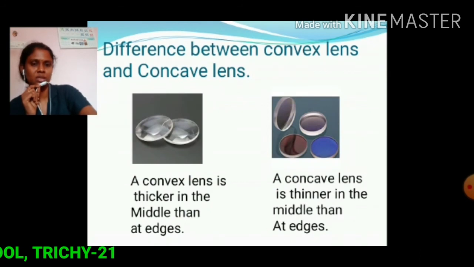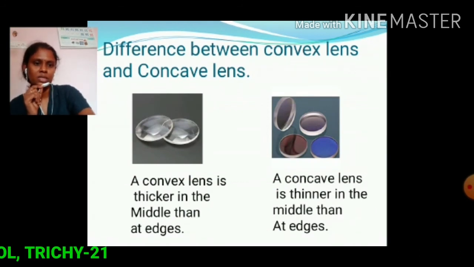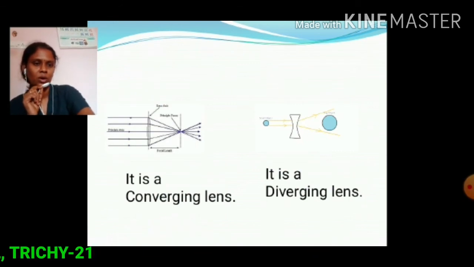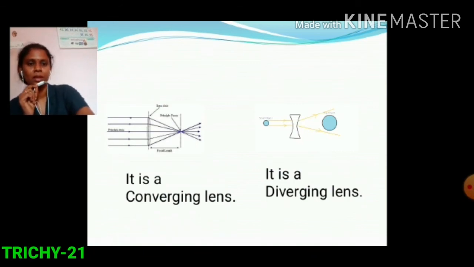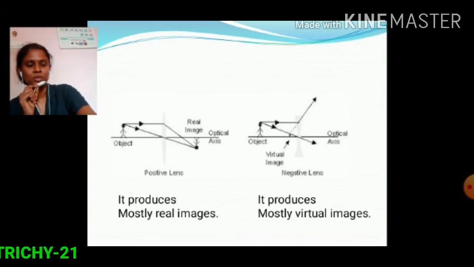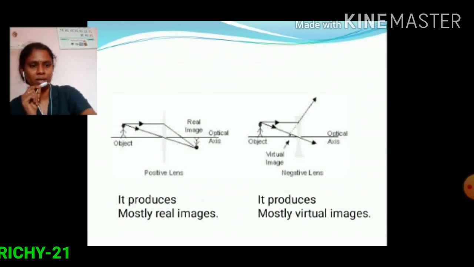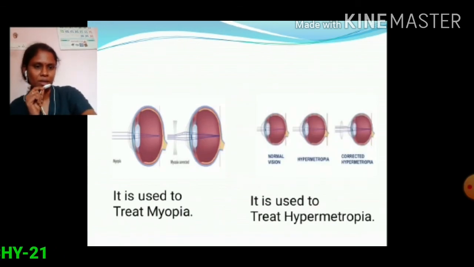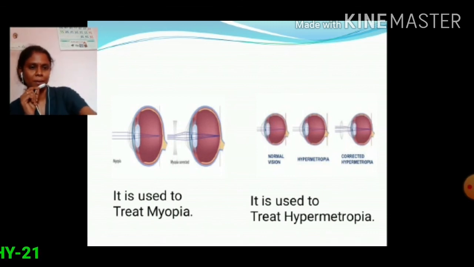So a convex lens is thicker in the middle, a concave lens is thinner in the middle. A convex lens is a converging lens, and a concave lens is a diverging lens. A convex lens produces mostly real images, a concave lens produces mostly virtual images. Then a convex lens is used to treat myopia, and a concave lens is used to treat hypermetropia.